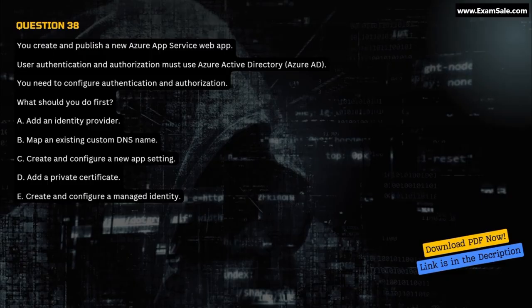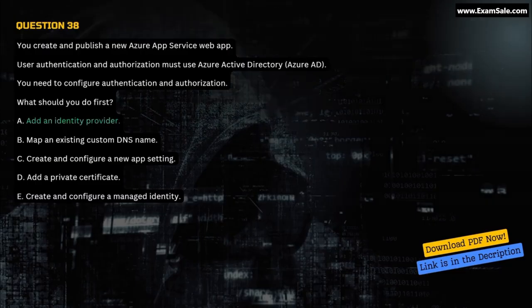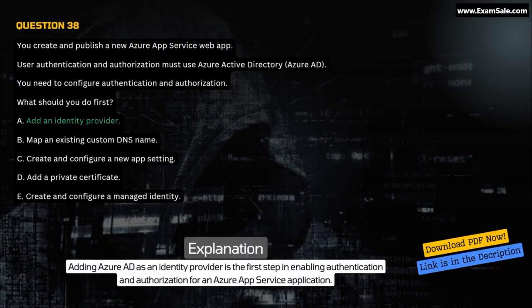A. Add an identity provider. B. Map an existing custom DNS name. C. Create and configure a new app setting. D. Add a private certificate. E. Create and configure a managed identity. Correct answer A. Add an identity provider. Explanation. Adding Azure AD as an identity provider is the first step in enabling authentication and authorization for an Azure App Service application.